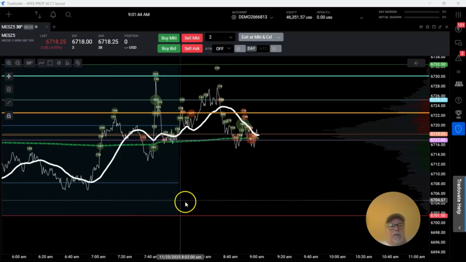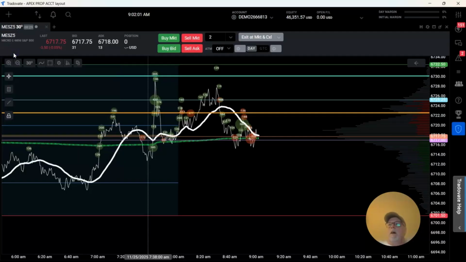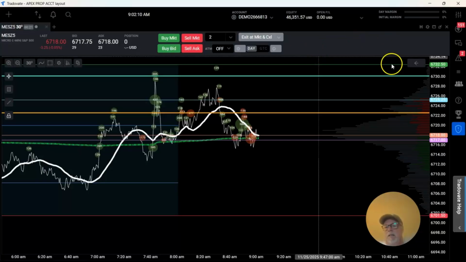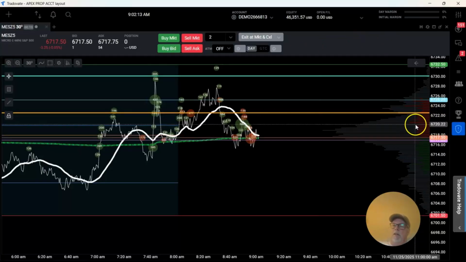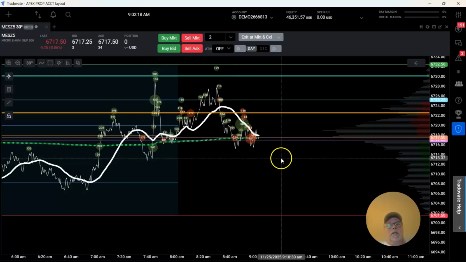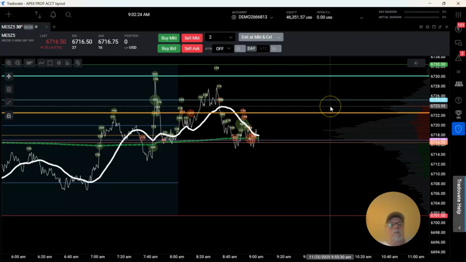One thing I failed to mention is I did drop down to a micro ES. We were trading minis before. I realized that some of you guys probably are new, and the high dollar amounts might be freaking you out a little bit. So I dropped down to a micro. The micro is 1/10 the size, so every point's $5 instead of $50. Much more manageable, especially with a prop account.